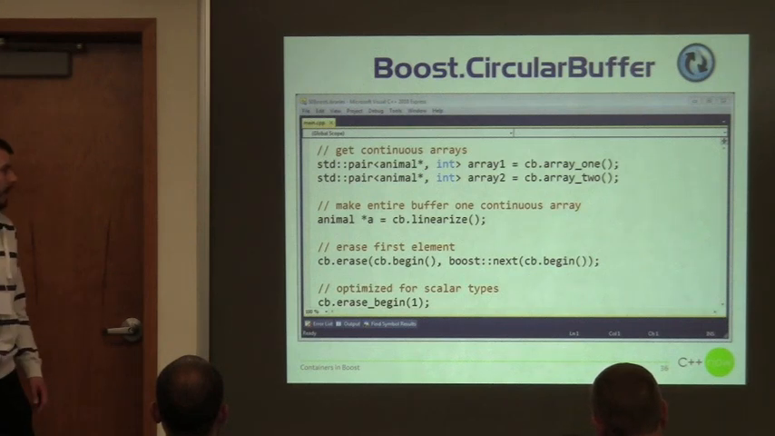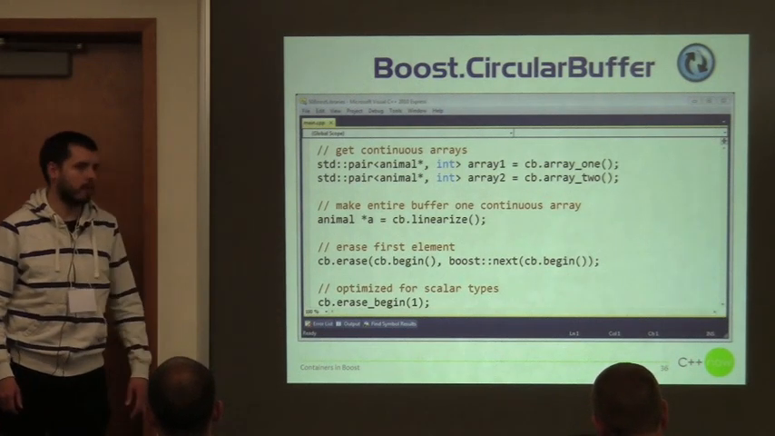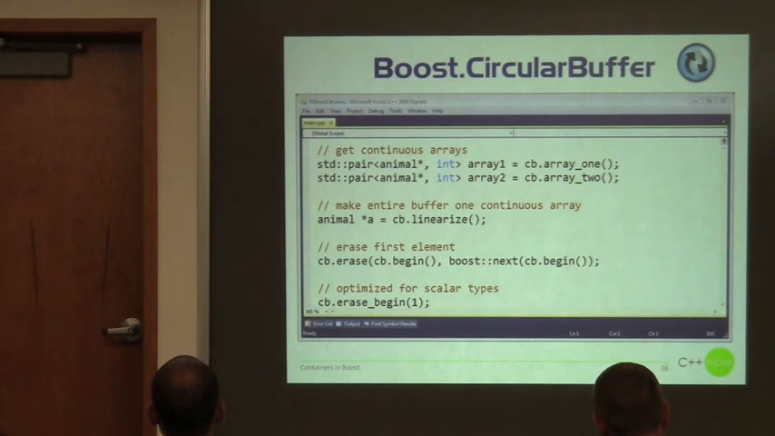You can also linearize the whole buffer by calling the linearize function, which makes sure that the beginning of the circular buffer is really at the lowest memory address. Everything is sequentially after another in memory in the circular buffer.